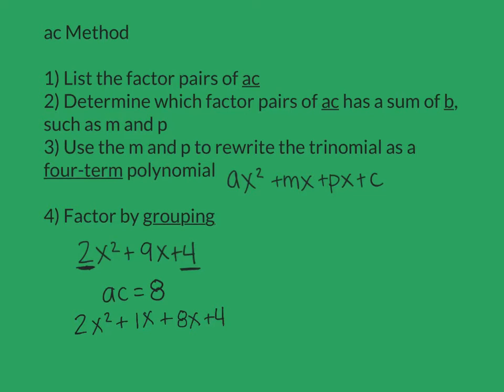And then lastly, step 4 is to factor by grouping. So I'm going to factor this first group here, and then the second group. So I will take out what's in common in each group. And then I see we have this, oops, I forgot the 2 there. I see we have this parentheses in common, so I can factor that out. And then I'd be left with this x and this plus 4.